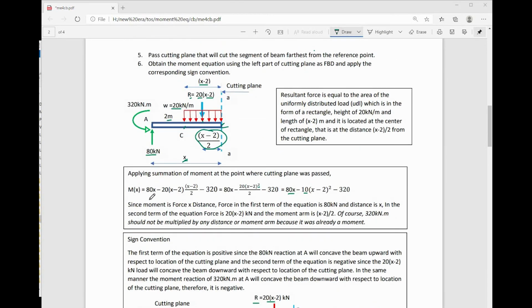We can now observe that 80 multiplied by x is positive since it will concave the beam upward. Then the second term of the equation, 20 multiplied by x minus 2, multiplied by its moment arm x minus 2 all over 2, is negative since it will concave the beam downward. The 320 kilonewton meter concentrated moment at point A will also concave the beam downward, so that is a negative moment.